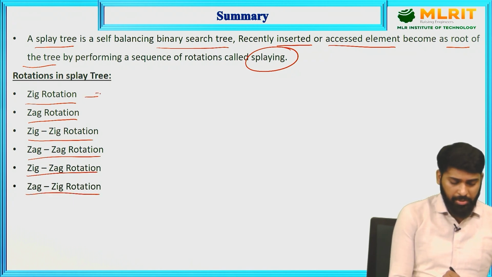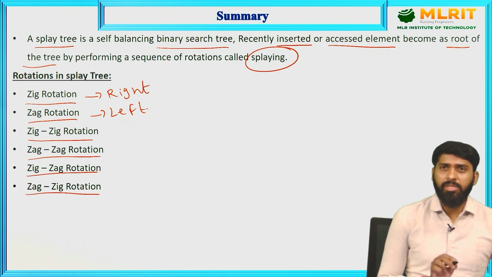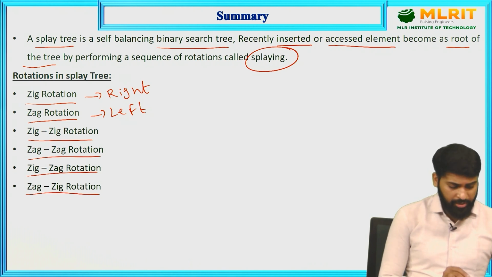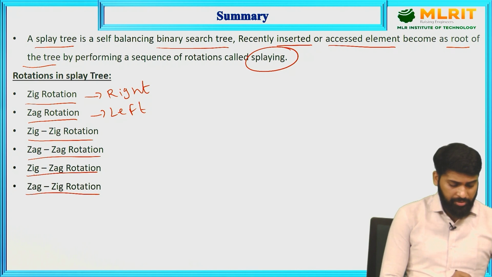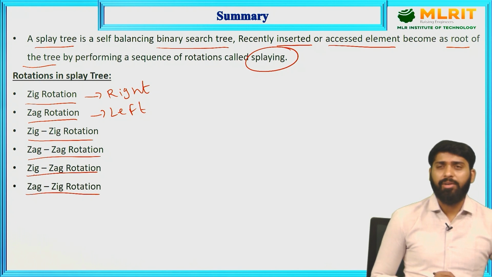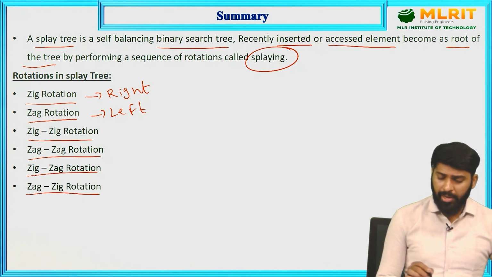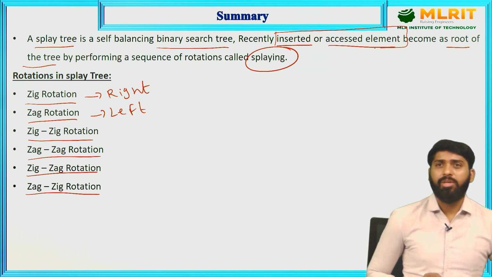Zig rotation means rotate to the right side. Zag means left rotation. Zig-zig rotation means right-right rotation. Zag-zag rotation means left-left rotation. Zig-zag rotation means right-left rotation, and zag-zig rotation means left-right rotation. By applying these rotations, we can make the newly inserted or accessed element the root of the tree.